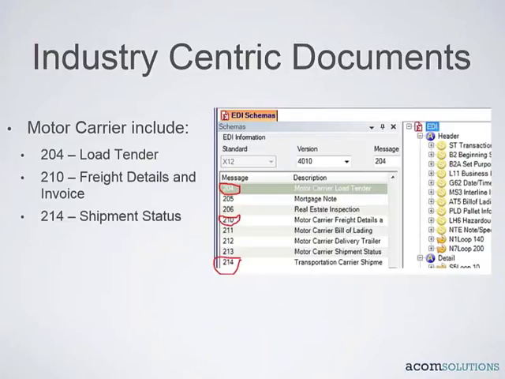Another industry-centric area is the motor carrier industry or even ocean carrier, for example. They do trade similar documents. Now, the 204 is the load tender. The 210 is the freight invoice. The 214 being the shipment status. These documents, too, are part of the schema definitions that are included within EasyConnect. And, of course, we can translate documents into and out of those standard formats.